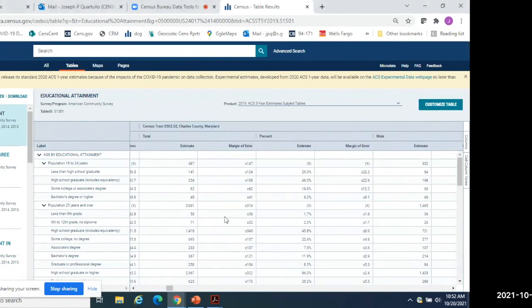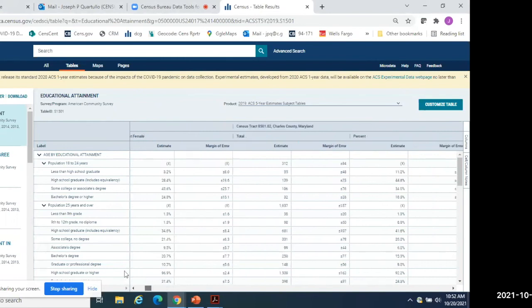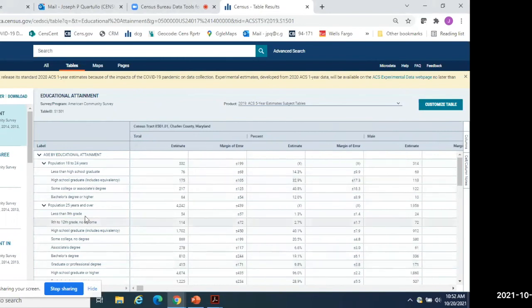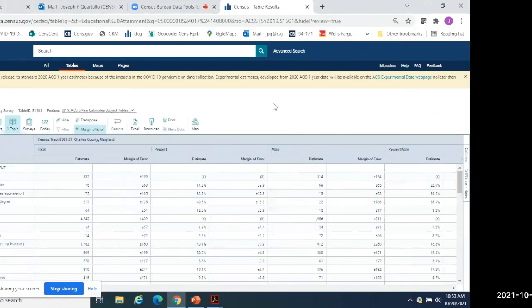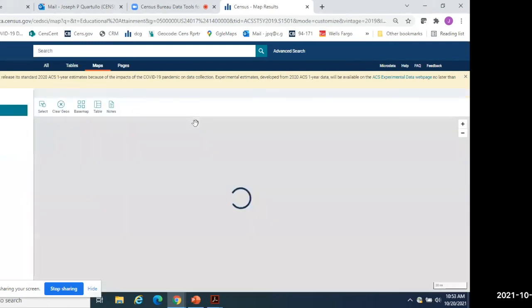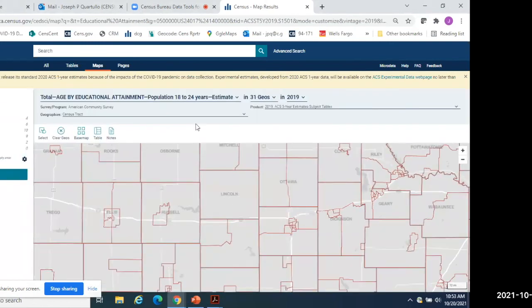And then as we go along, we can select all of the different tracts in the county. It'll give us the data. I want population 25 and older with a graduate degree or higher. Let's say I want population 18 to 24 that have a high school graduate degree. So I can look at this not only in table form, but customize the table and click on the map. I'll get the map of all the tracts in the county.